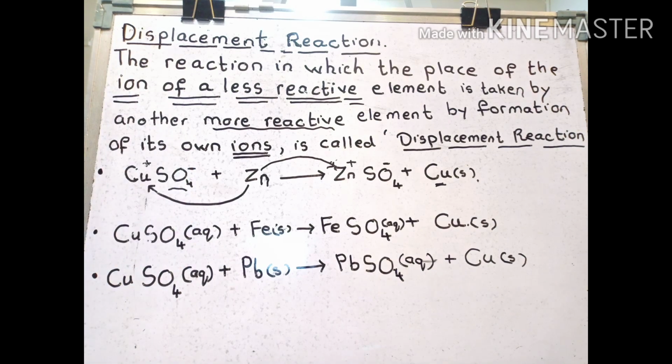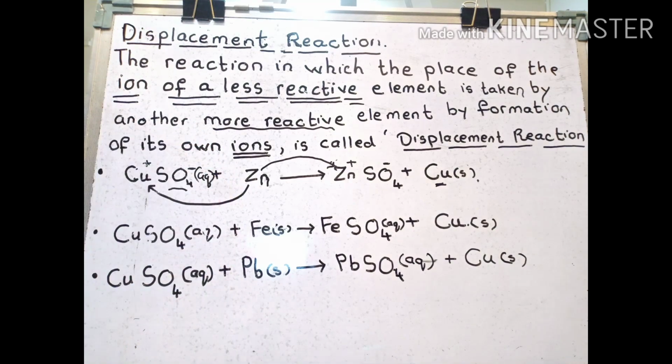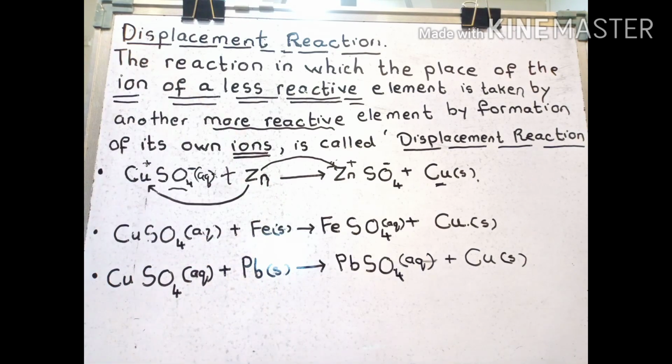Now what happens when zinc is put in an aqueous solution? Whenever you have something dissolved in water as a solvent, it is called an aqueous solution. When zinc dust is made to react with the copper sulfate solution, that means you take the blue copper sulfate solution in a beaker and put some zinc dust in it. Immediately, zinc being a more reactive metal than copper, displaces copper.